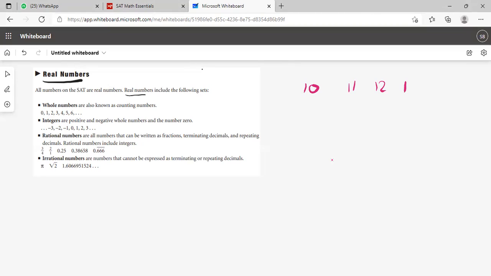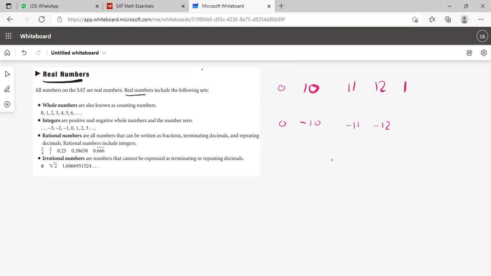Okay. Let's talk about integers now. Integers are positive and negative whole numbers. And the number 0 as well is an integer. So if I add a negative sign to these whole numbers, they would not be considered as a whole number, but they would be considered as an integer. And remember, 0 is a whole number as well as an integer. Okay, these numbers are very important.